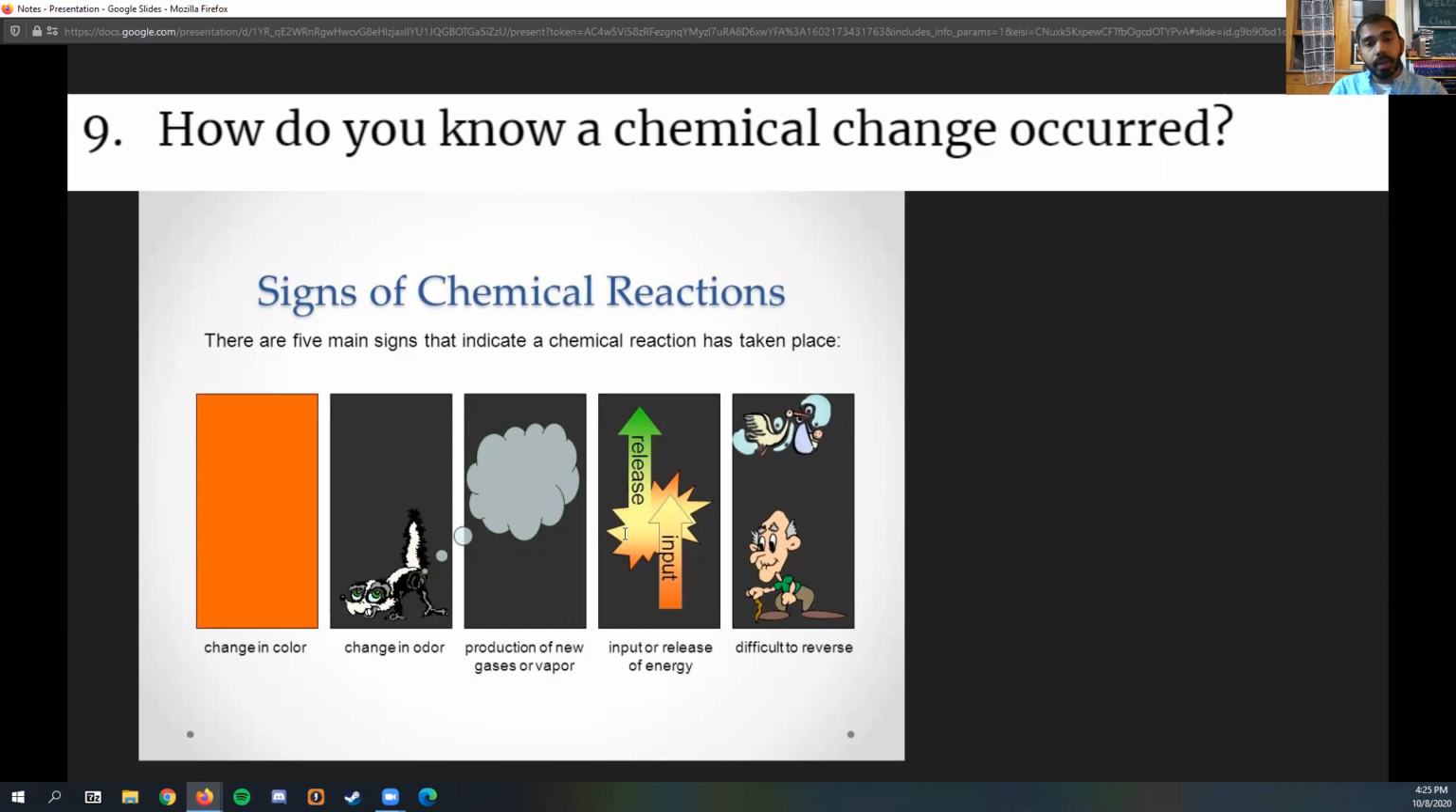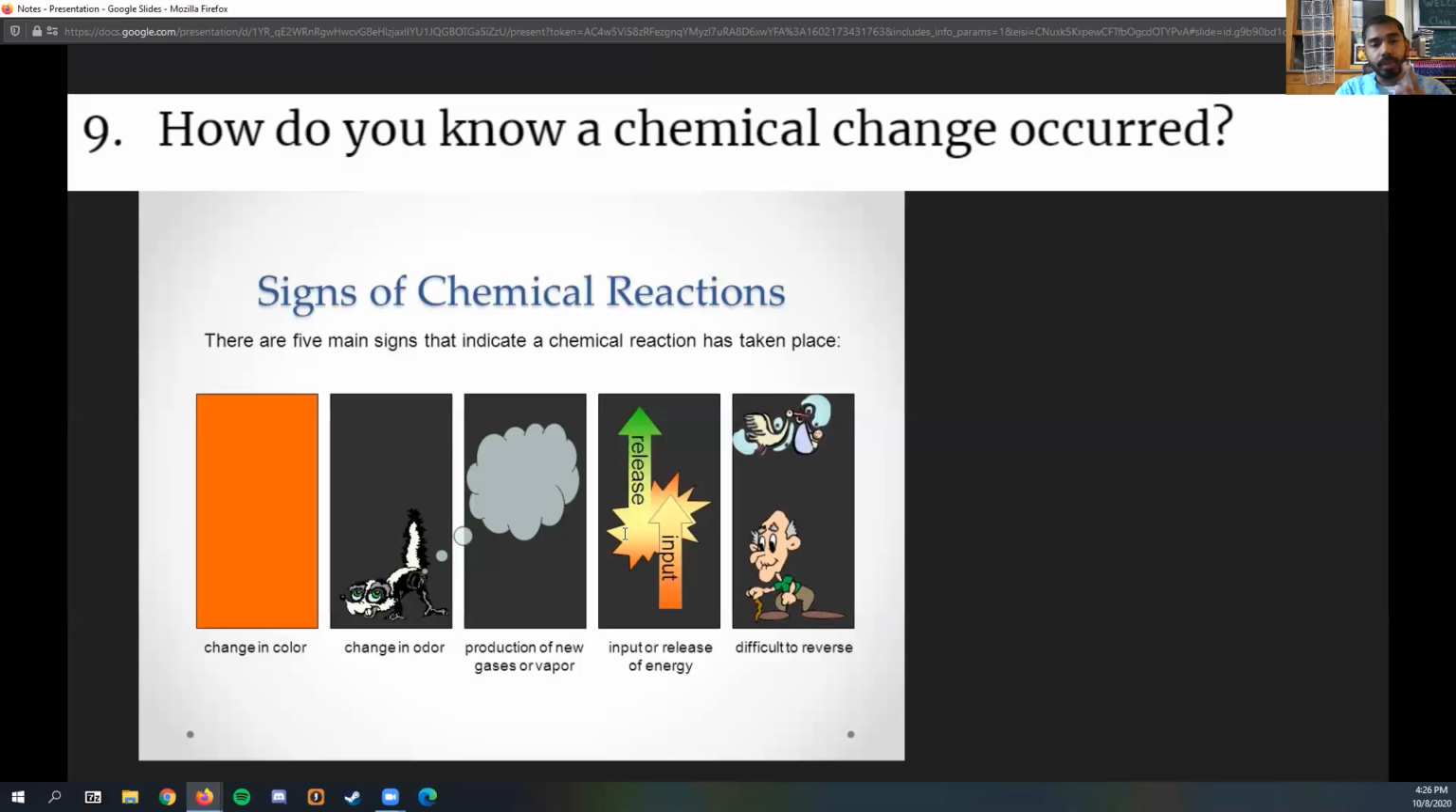A change in odor. This one most closely relates to production of gas. But if you smell something new whenever you mix two chemicals together, you know you've had a reaction. If you go out for a run and you come back all sweaty and smelly, you'll know you've done chemical reactions on your body. Your body's working to cool itself off, and it's doing this through a host of chemical reactions.